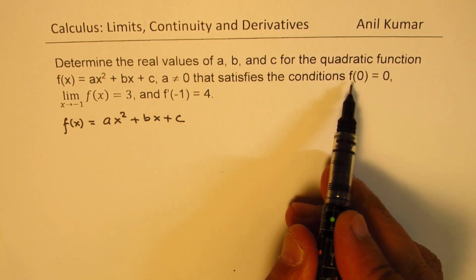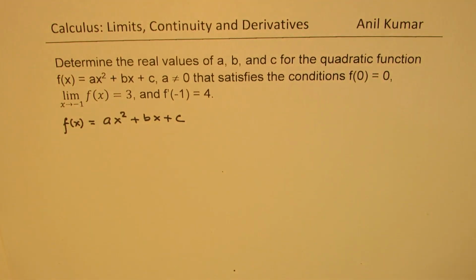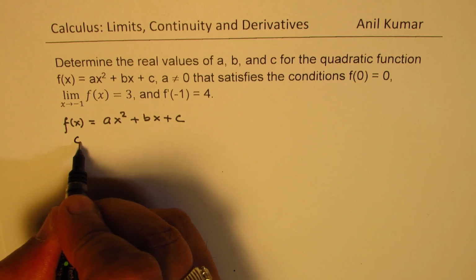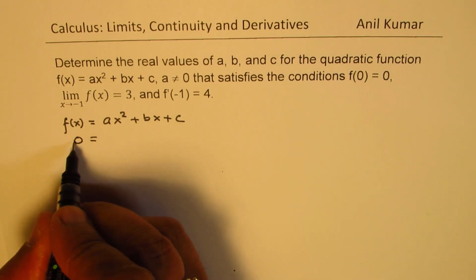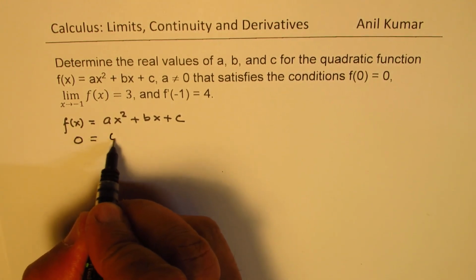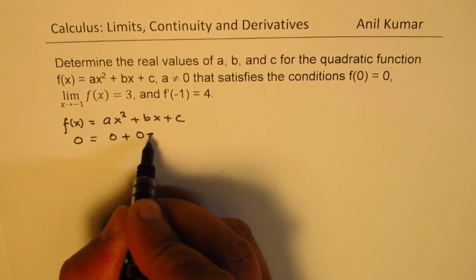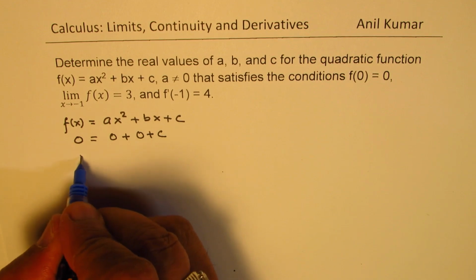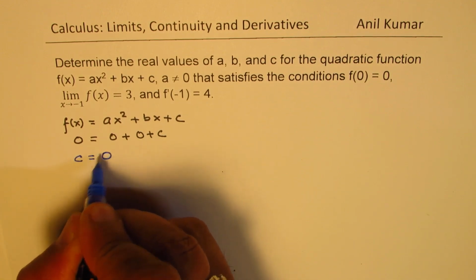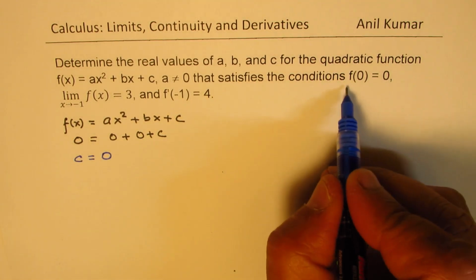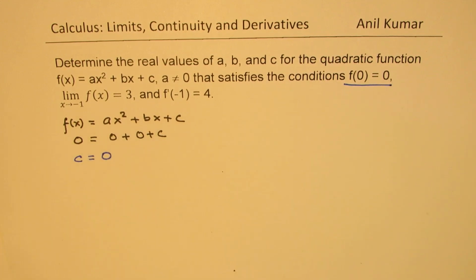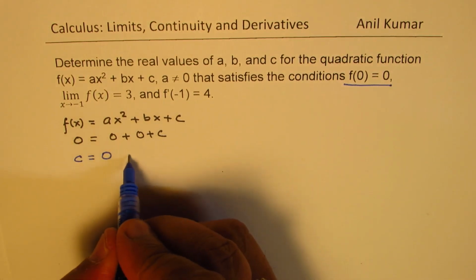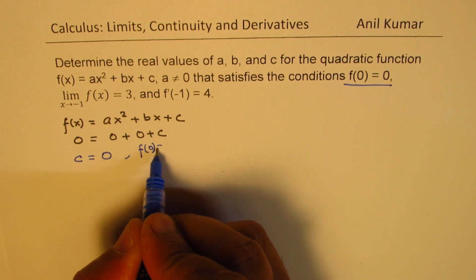First condition here is f of 0 is 0, right? So that means if I substitute 0 here for x, I should get 0 as f of x. So that means 0 plus c, that gives you the value of c. So from here we know c is equal to 0. Okay, so this is by substituting the first condition, f of 0 equals 0.